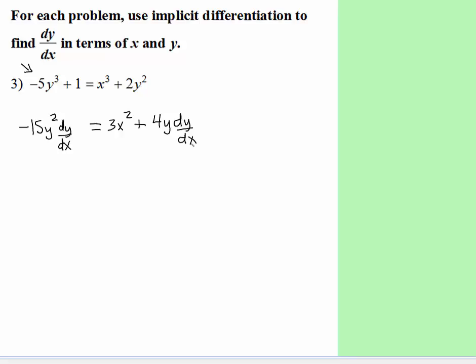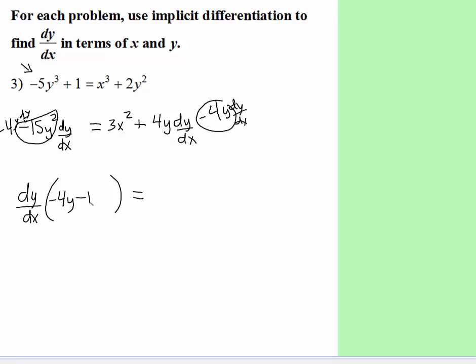All right, well now we need to get the dy dx's by themselves. So the first thing we're going to do is put the dy dx's on the same side. So we're going to subtract this from both sides, negative 4y dy dx. And when we do that, in the same step, I'm going to factor out the dy dx. When we factor it out, notice what we have left when we move over there is negative 4y, and then subtract 15y squared. And what we're left with on the right side is 3x squared.